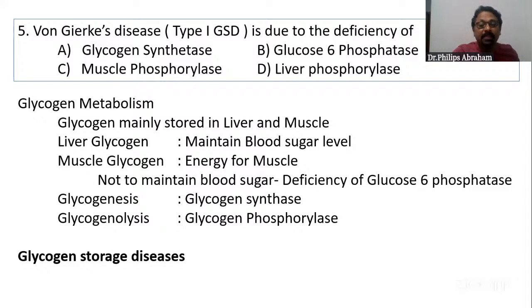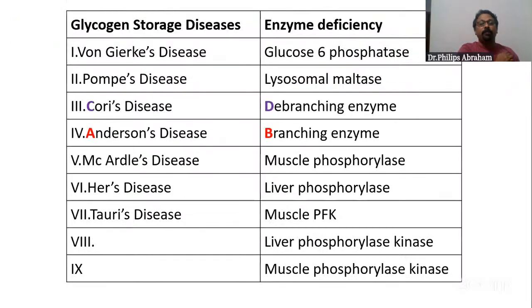Okay, the major types of glycogen storage diseases. Here I'll say von Gierke disease, we'll go to the answer later. Type 1, the enzyme deficiency is glucose 6-phosphatase. Type 2 is Pompe disease, lysosomal maltase. Type 3 is Cori's disease, debranching enzyme. Type 4 is Andersen disease, branching enzyme.